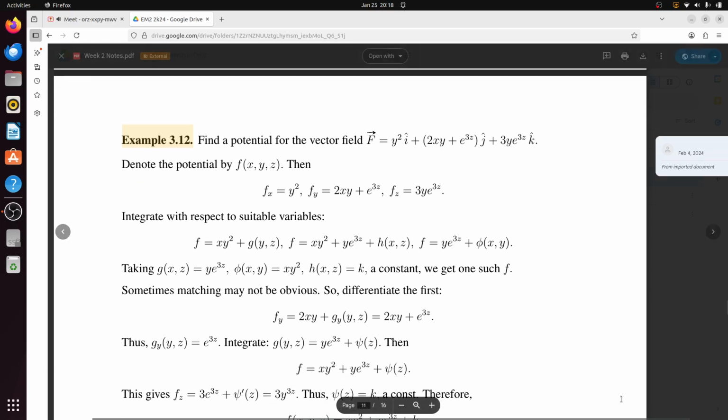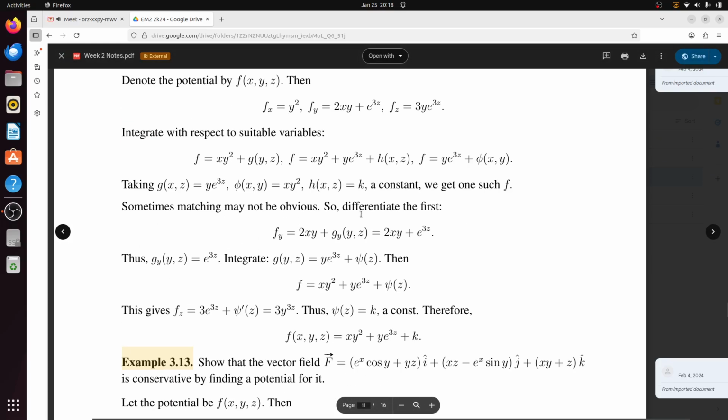Okay, let's plot set. So if f is the potential, then fx equal to y square, fy equal to 2xy plus e की power 3z, and your fz equal to 3y e की power 3z. So you need to integrate this with respect to suitable variables. Your f is xy square plus g(y,z), your f is xy square plus y e की power 3z plus h(x,z), f equal to y e की power 3z plus phi(x,y). Taking g(y,z) equal to y e power 3z, phi(x,y) equal to xy square, h(x,z) equal to k a constant, we get one such f.